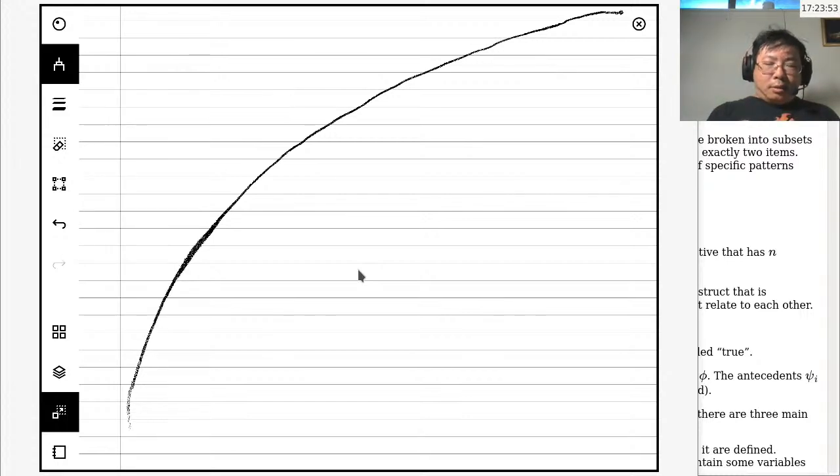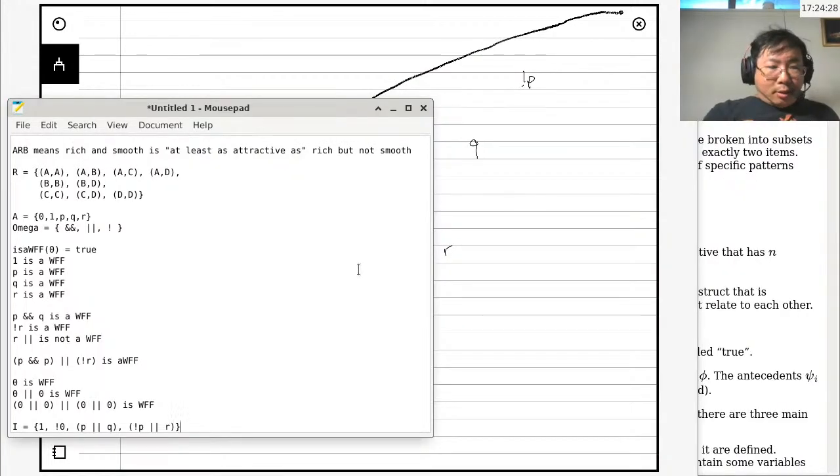What is in here are things that seem to make sense. Remember, this is known to be true, and it's also a well-formed formula. This is also known to be true, and it is a well-formed formula. We got P by itself, Q by itself, R by itself, NOT P by itself, and then we have P OR Q. And then we also have NOT P OR R.